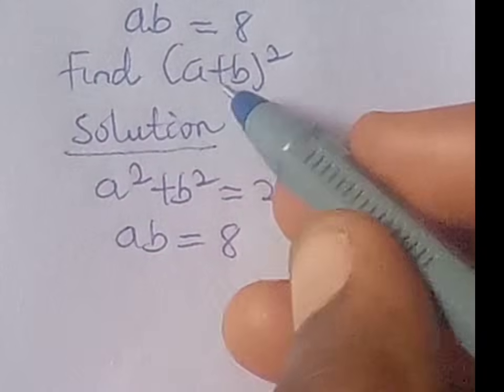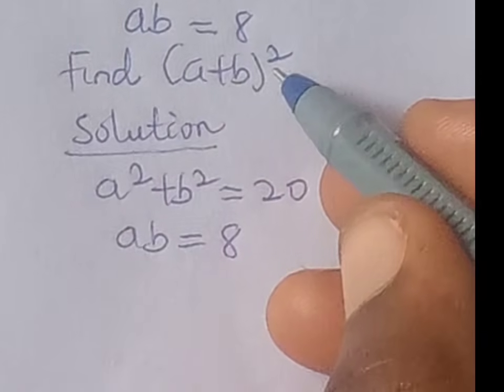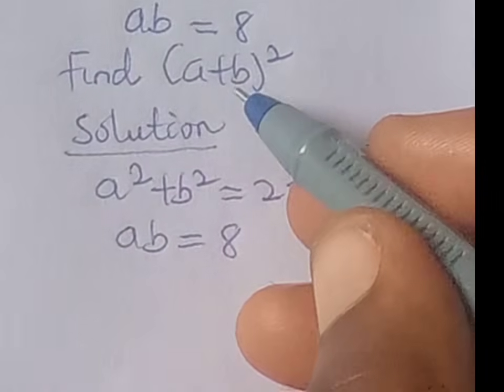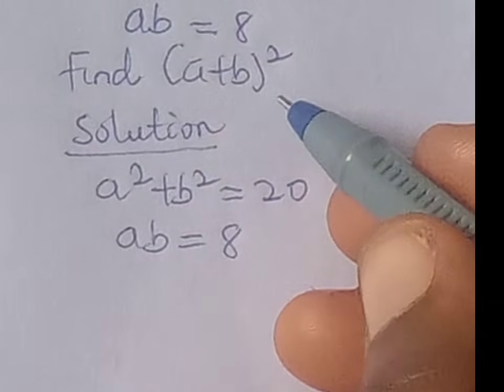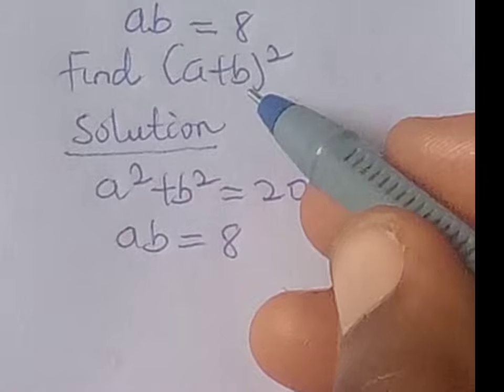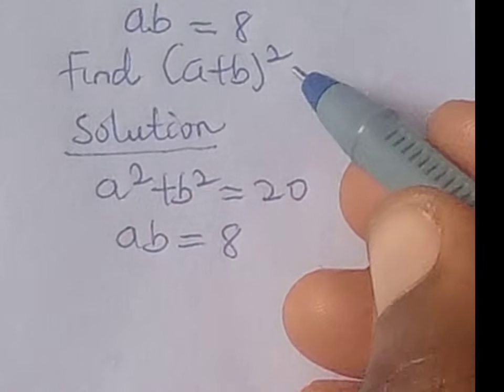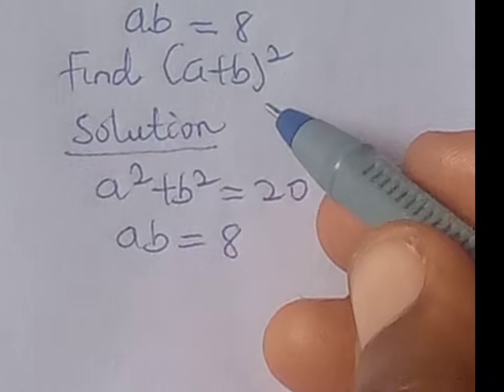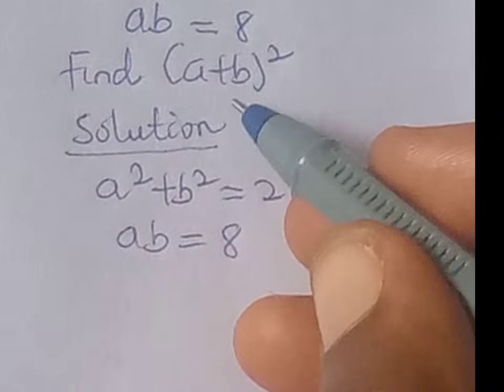Let's note that the task before us here is not asking us to find a or b individually. Instead, it asks us to find (a plus b) square. So our goal is to calculate this expression directly.